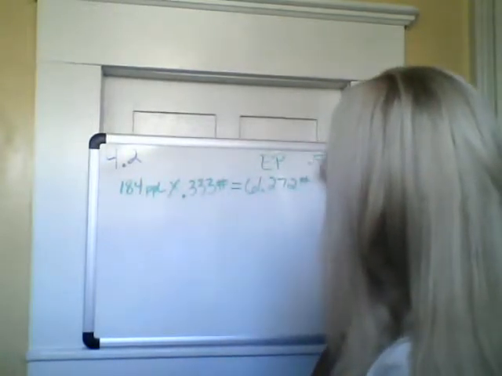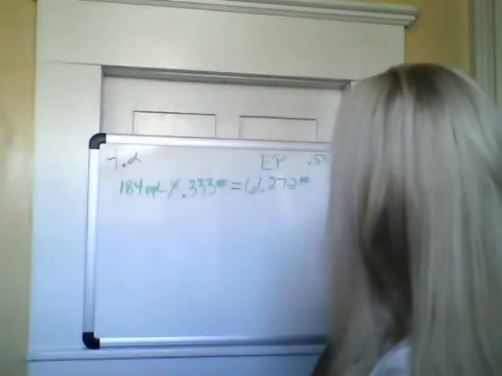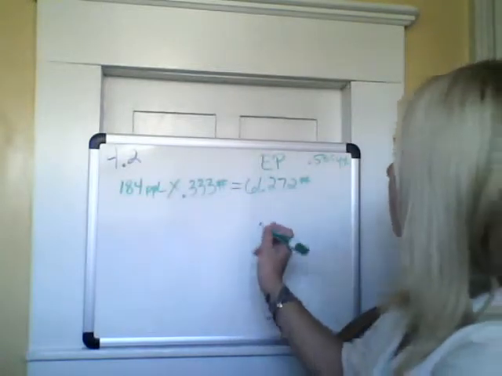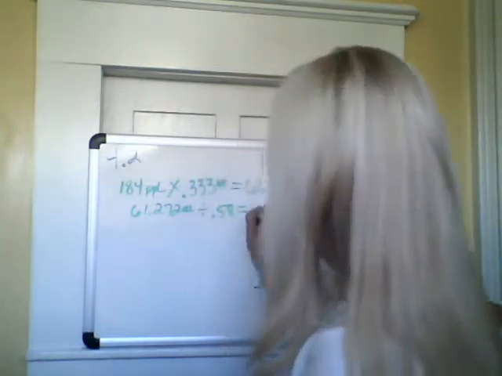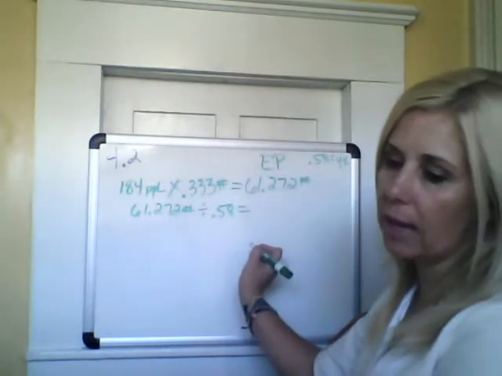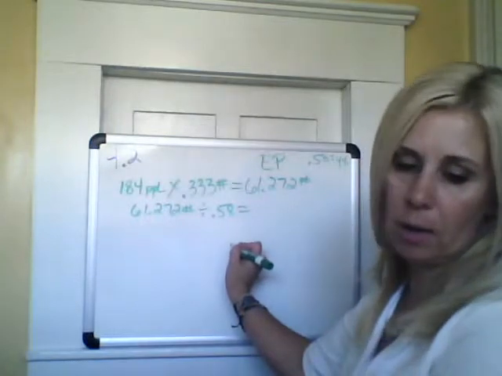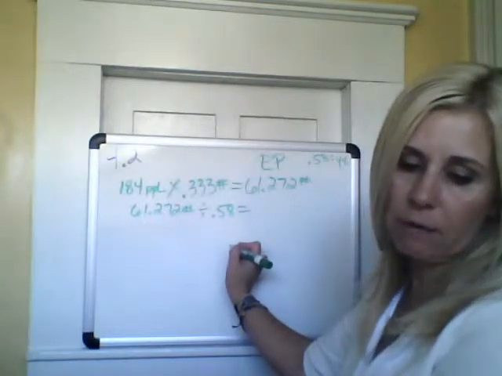I'm just going to write this up here. Equals yield percent. So now we take our 61.272 pounds divided by our yield percent, 0.58. And when we do that, we should come up with 105.4595 pounds.